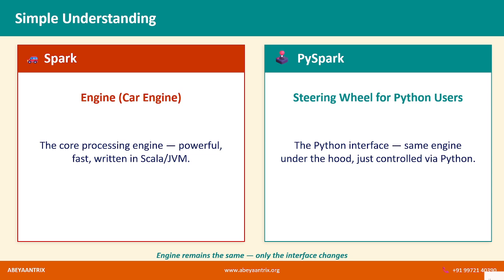Let me give you another example. You have one stove, right? The stove is the same, but on that stove you cook different items. Whatever you cook, you cook on the same stove, but different recipes. In the same way here, you work on Spark only, but you can use PySpark, Scala, or R, whatever language you like. Finally you are accessing the Spark engine only.